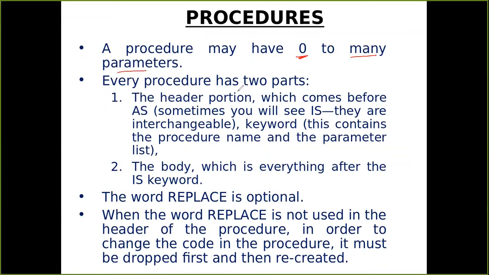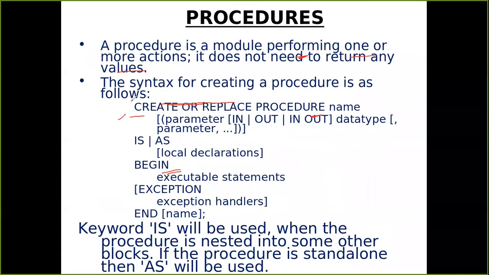Every procedure has two parts. One is a header portion which comes before AS. Whatever comes before the keyword IS or AS is called the header section, and whatever comes after this keyword is called the body section. So every procedure is divided into two parts, header part and body part. As you can see here, this is the header part and this is the body part. Whatever comes before the IS statement, that is the header part.